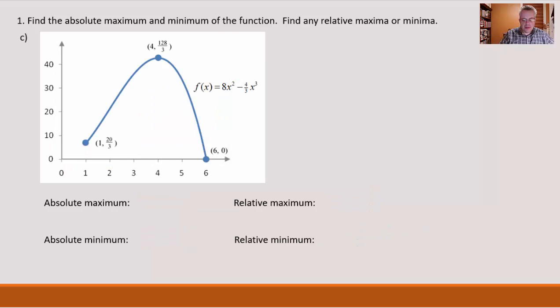Okay, let's take a look at this one. This one, absolute maximum, well, that would be this top point up here. So we have 4 and 128 over 3, whatever it is. Okay, absolute minimum. This is the lowest point on the graph, so that'd be the absolute minimum. Relative maximum would be that one.